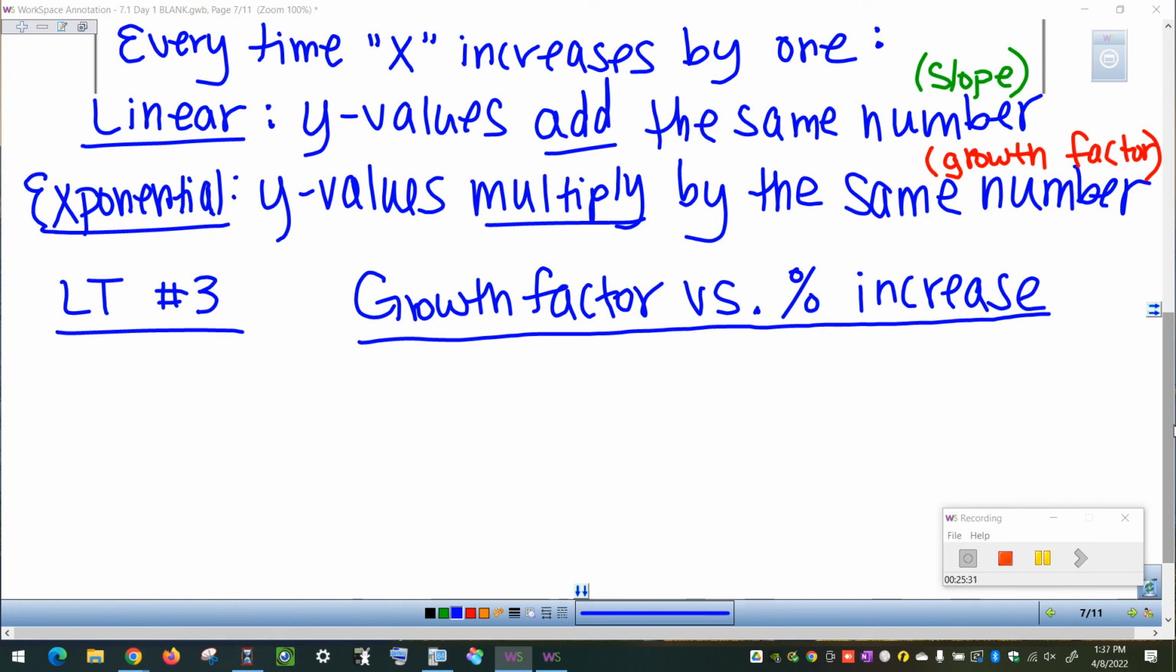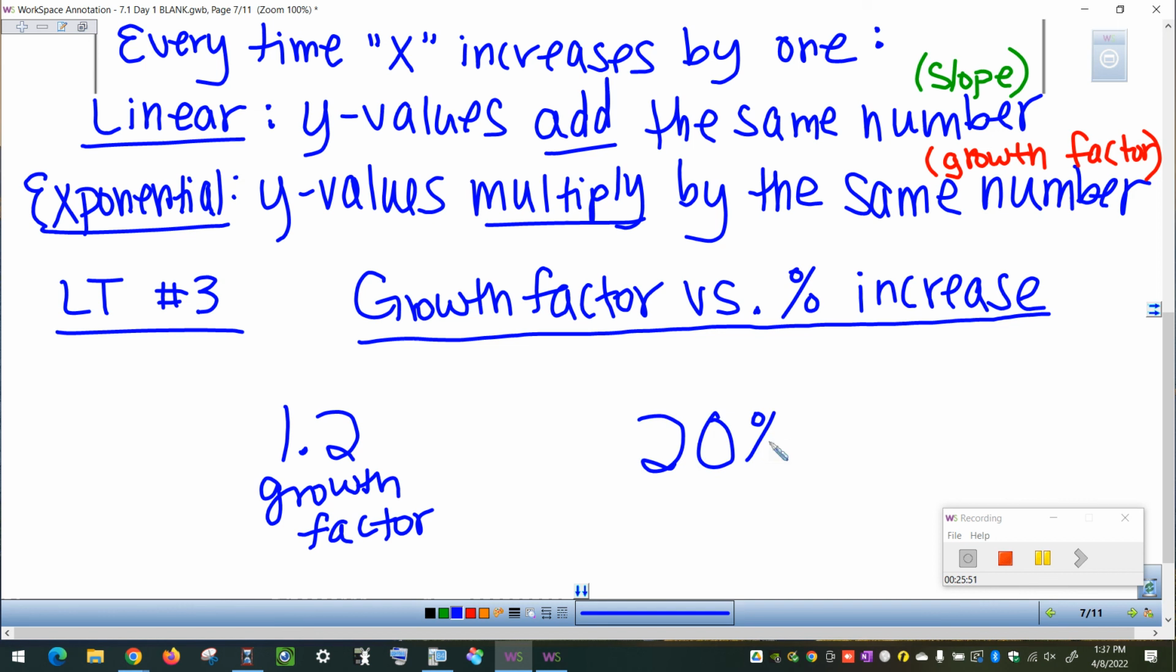All right, so to help us generalize this relationship, we're going to think about the specific values that we used in our problem today for Andy's colt. So the Andy colt story had a growth factor of 1.2. And then I want you to leave a little bit of space there. And then over here on the side, that corresponded with a percent increase of 20%.